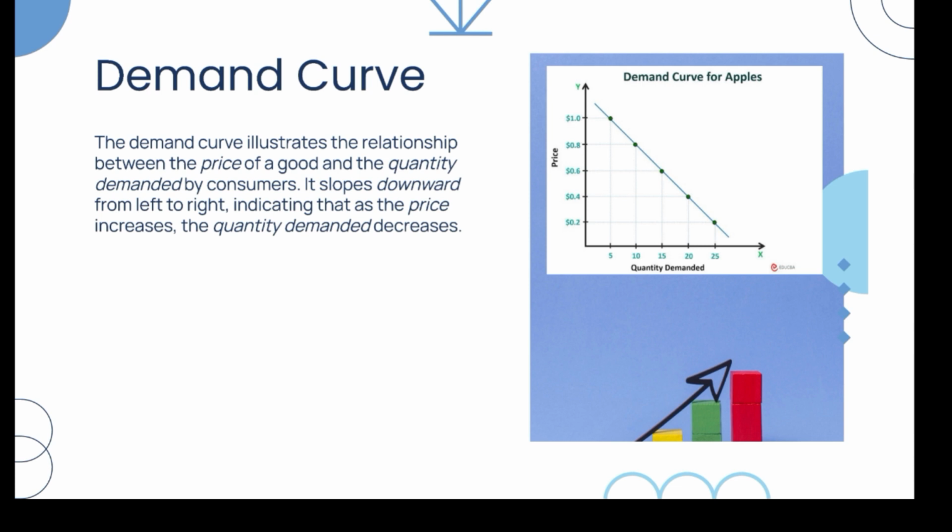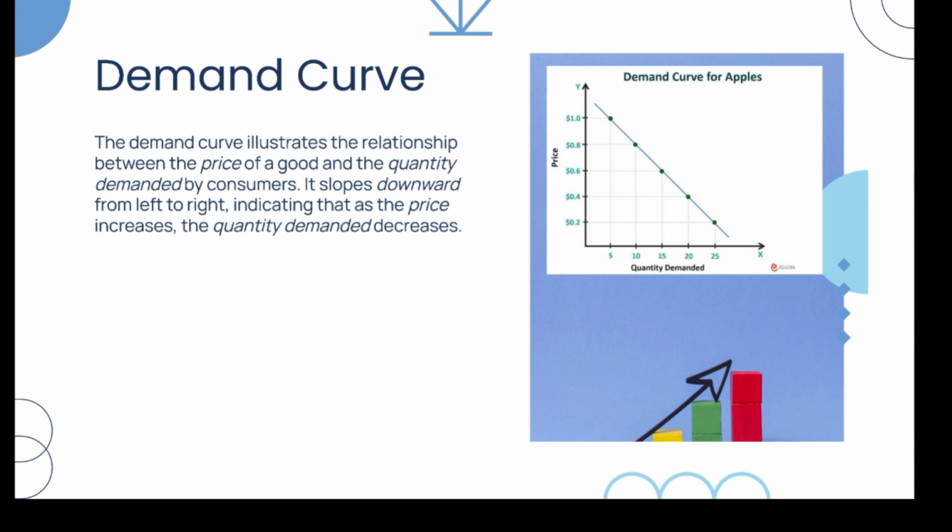Next one is the demand curve. The demand curve illustrates the relationship between the price of a good and the quantity demanded by consumers. It slopes downward from left to right, indicating that as the price increases, the quantity demanded decreases. As you can see in the graph, as the price decreases, the quantity demanded increases, and vice versa.